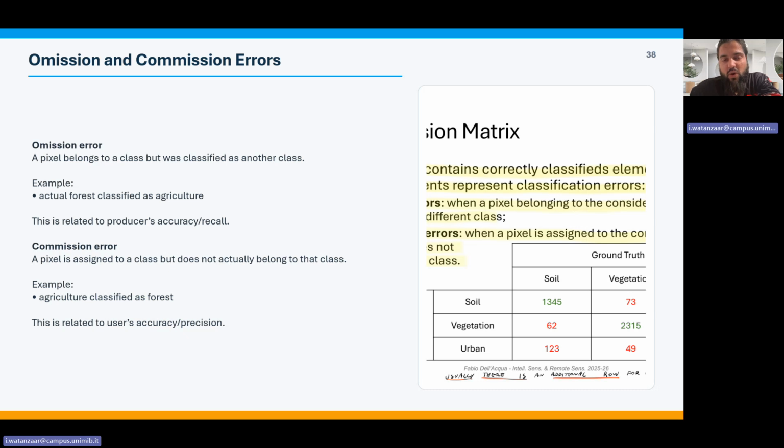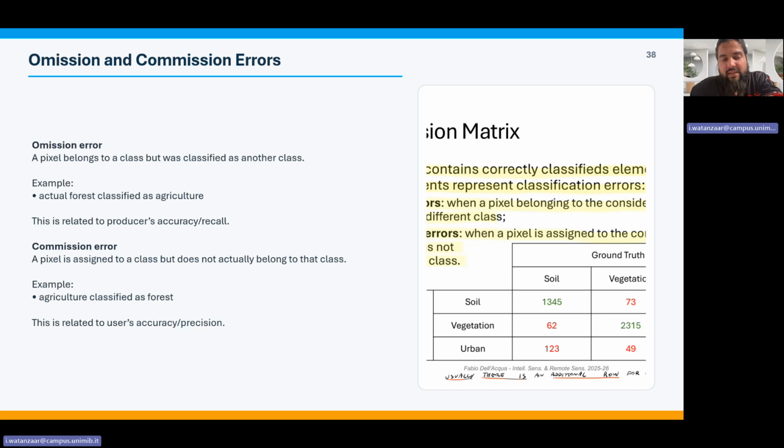This is the main thing. Over there, we are doing the wrong thing totally. Here we are failing to do the right thing. It means we do not have the ability to correctly identify this thing. Whether agriculture classified as a forest is correct or not, and what we are classifying. This is why it's called commission error.